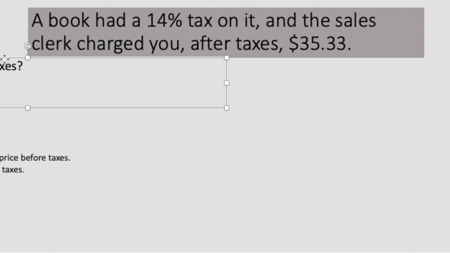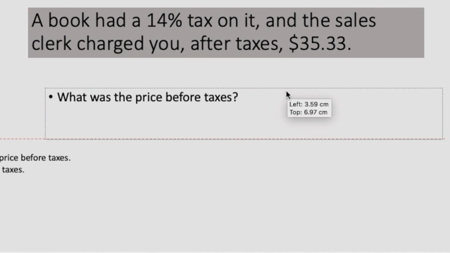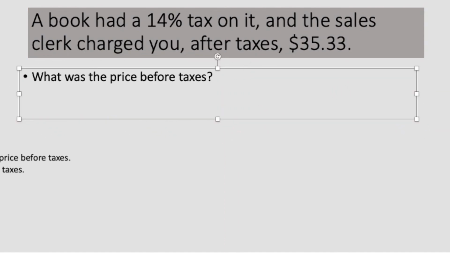So a book had a 14% tax on it, and the sales clerk charged you, after taxes, 35.33. Okay, so now we're going to be working backwards a little bit. What was the price before taxes?